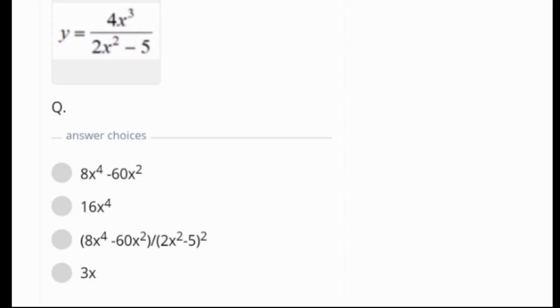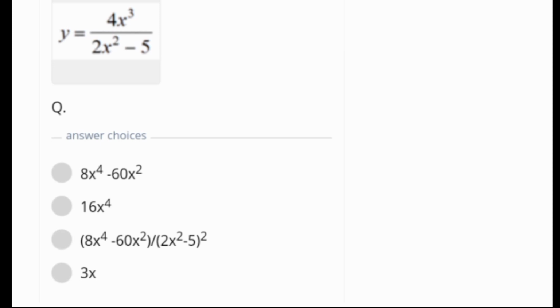Now, the first thing we'll be looking at is the quotient rule. When they ask you to find the derivative of a quotient, you recall that in the formula the denominator is v squared. So what we look out for is our v. What is our v in this function? Our v is 2x squared minus 5. So we'll look for the option that has the denominator as v squared.